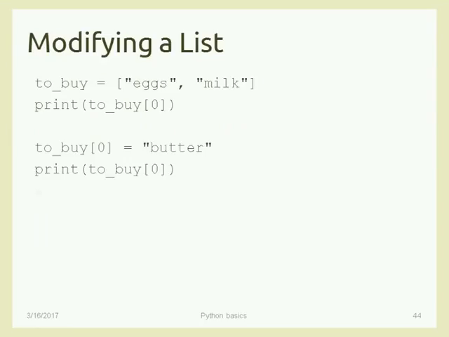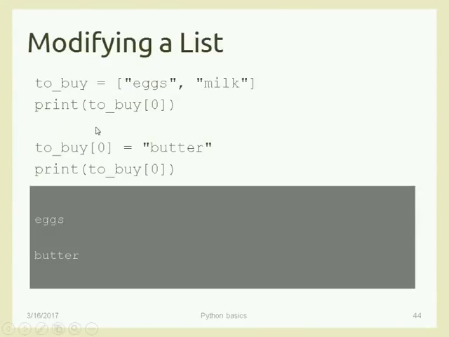We can also modify a list by index. We saw last time that we cannot modify a character inside a string because strings are immutable, but we can modify a list in this way. So for example, here I have the same list. I will print the first element, that is eggs, and then we say, no, I don't want eggs anymore. I want to buy butter instead of eggs. So I can replace the element at position zero with this other value. So we'll put at position zero of the list the butter element. So if I print to_buy of zero this time, I will see butter. If I print, after this, the entire list, I will see butter, comma, milk.